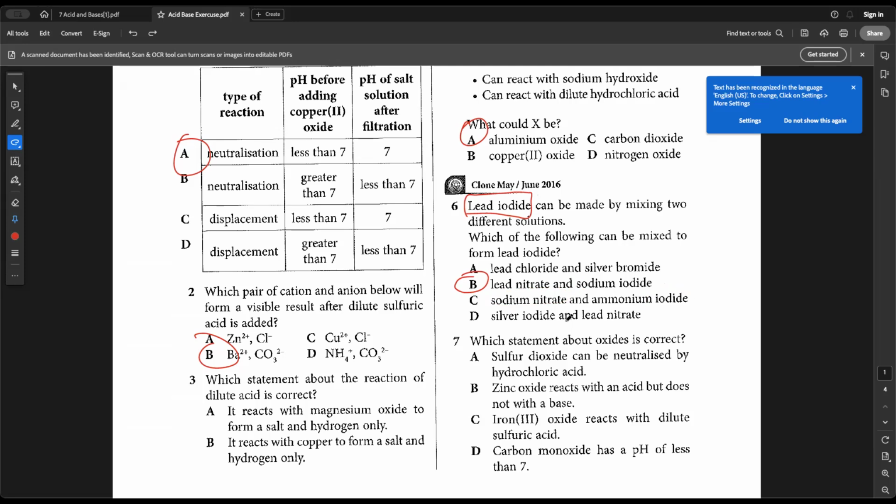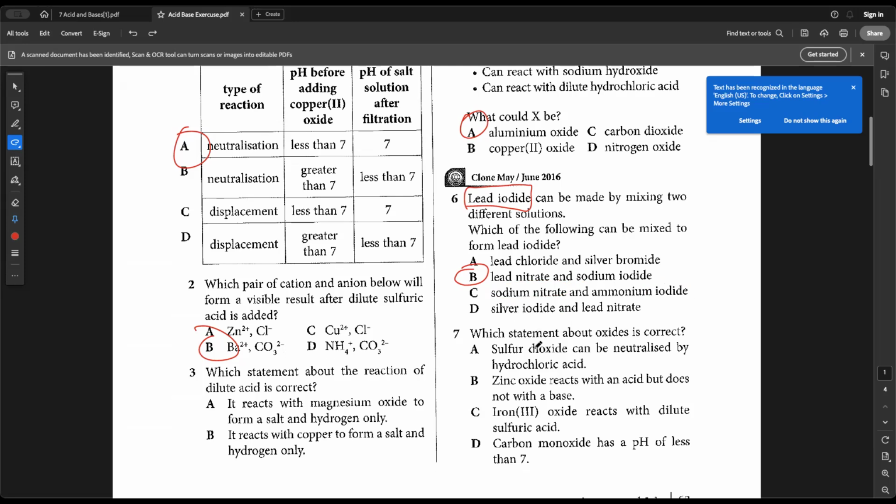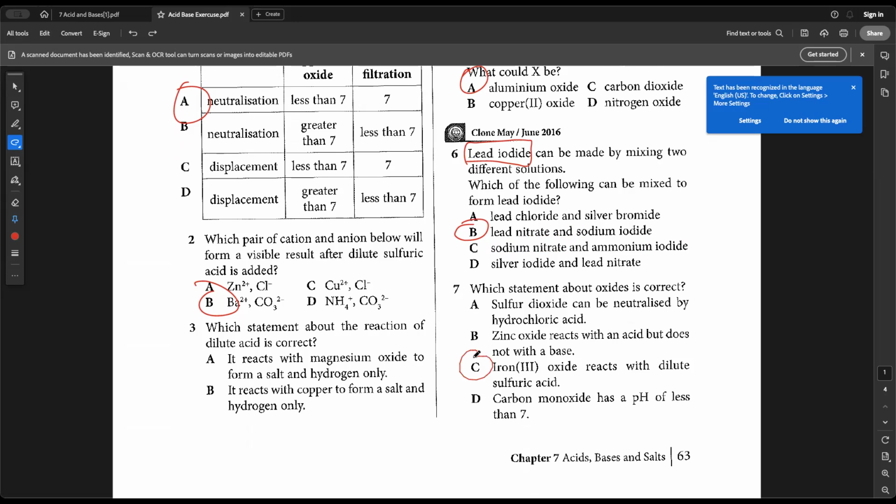Okay, question 7, you're supposed to get everything wrong. Sulfur dioxide can be neutralized. So you're saying that this is an alkali, is it? Alkali and acid. Oh, sulfur is not a metal. It's a dioxide.